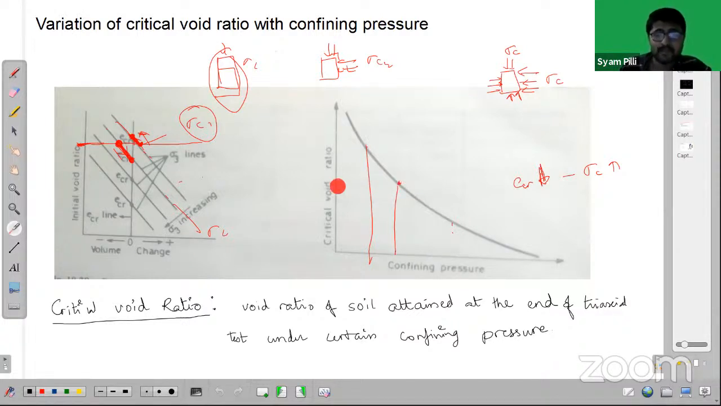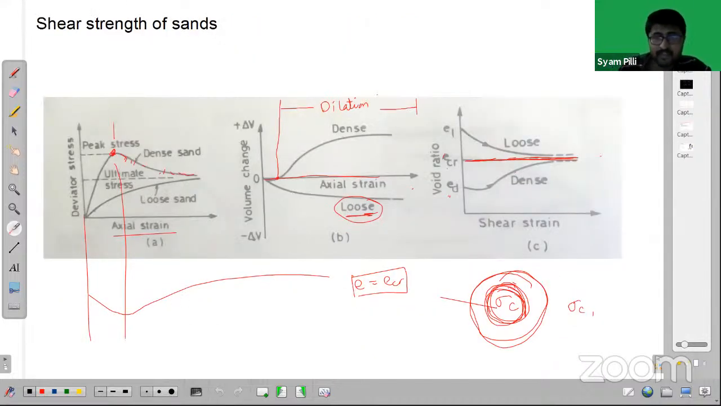Critical void ratio means that this is the soil which doesn't give any volume change if that soil is tested under this much confining pressure, right? Or you can say that this is some soil whose void ratio is changing, and finally it attains a void ratio equal to the critical void ratio at the end of the test for this sigma C, right? So this is how we can define critical void ratio.